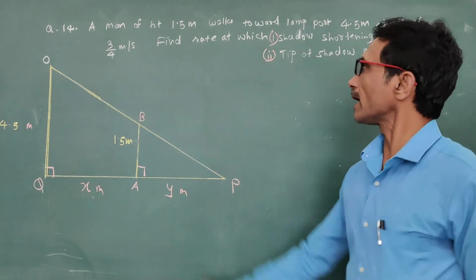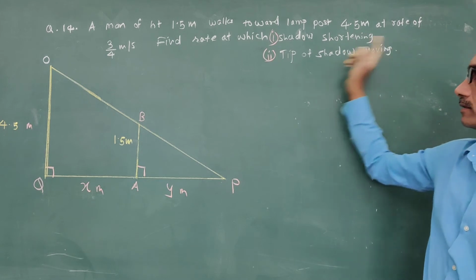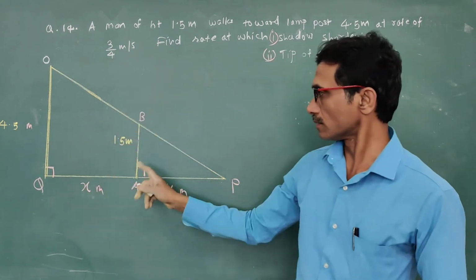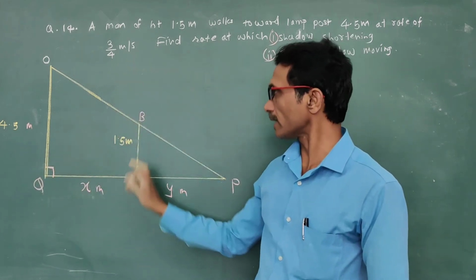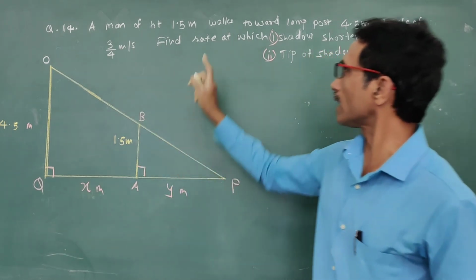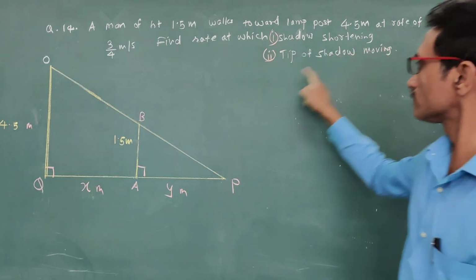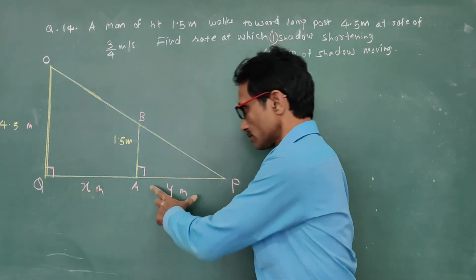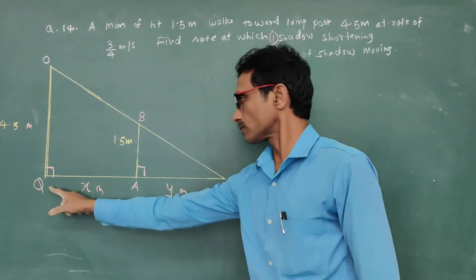Question number 14. A man of height 1.5 meter walks toward a lamp post of 4.5 meter at the rate of 3 by 4 meter per second. A man is walking toward the lamp post. What is the speed of this man? The man is walking at the rate of 3 by 4 meter per second. Now what do we have to find? Find the rate at which the shadow is shortening. As the man moves ahead, the length of shadow will shorten, and the tip of shadow is moving.